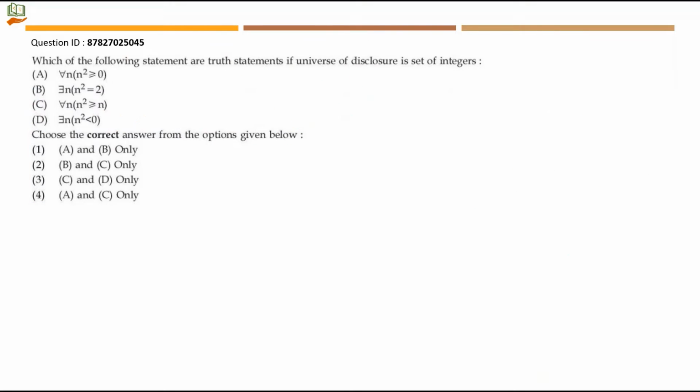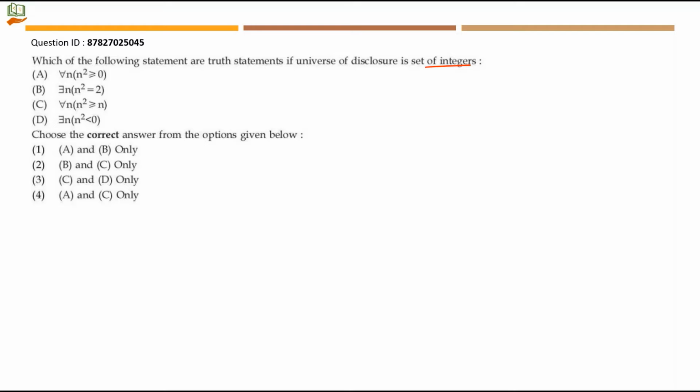Next question. Which of the following statements are true statements if the universe of discourse is a set of integers? So this time you have 4 problems on universe of discourse. So 3 problems belong to integers and 1 belongs to real numbers. All these 4 problems are from Kenneth Rosen's Discrete Mathematics book, exercises part A.